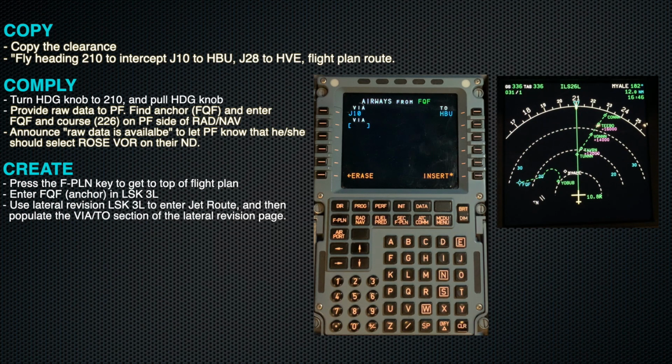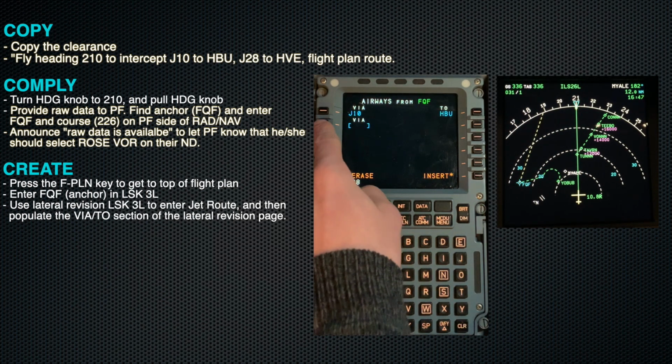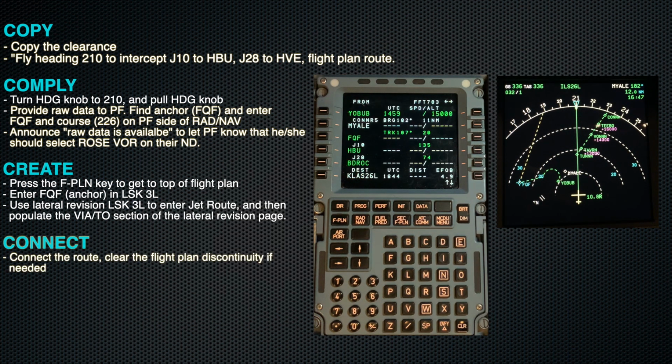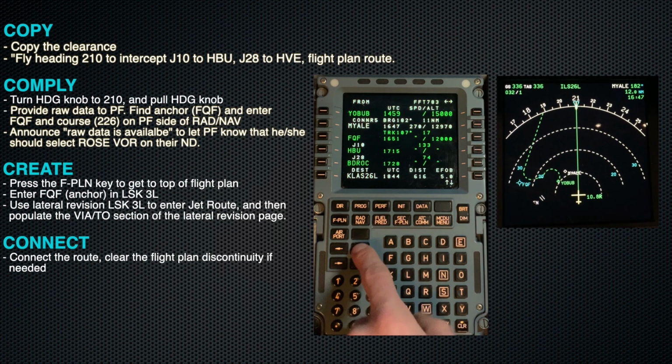We also need to load up J28. So we'll put J28 in the VIA, Hanksville in the TO. Any lateral revision requires the pilot monitoring to announce confirm. The pilot flying will verify the changes and announce insert. We can now connect the flight plan. To connect the route, we'll scroll down and verify there are no discontinuities between any entered points.